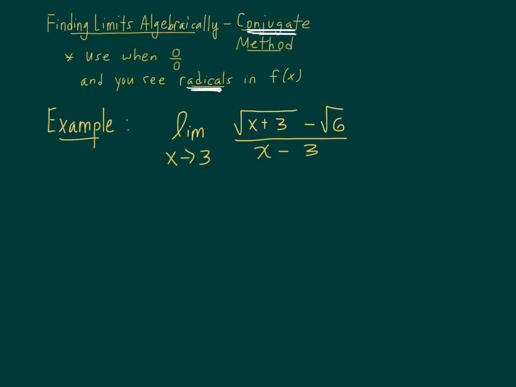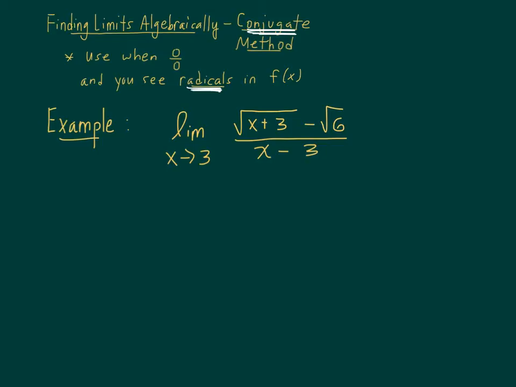So the conjugate is simply the opposite. The conjugate of x plus 5 would be x minus 5. The conjugate of x minus 1 would be x plus 1. So you're simply changing the sign in the middle between the two terms.